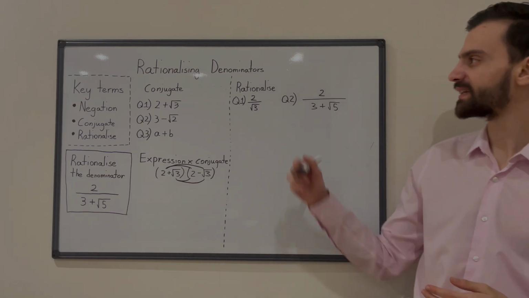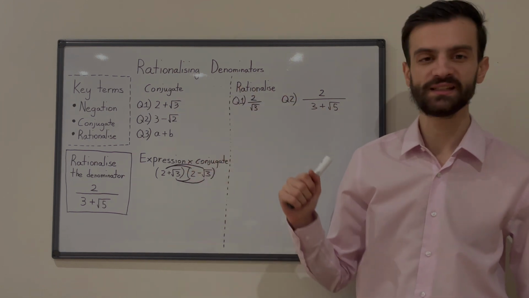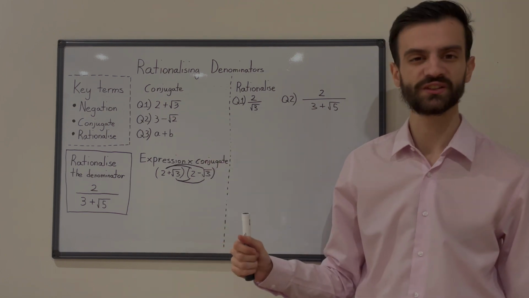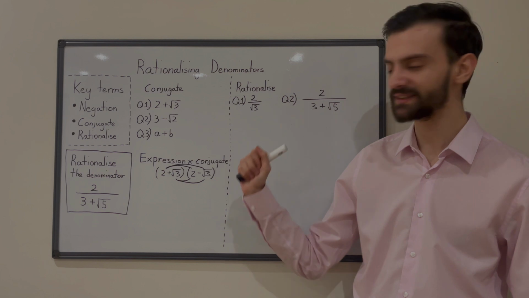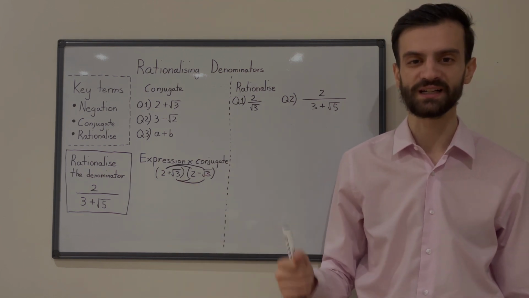Now, today's topic is going to be rationalizing denominators. We're going to go through a few key terms. Once we understand these key terms, we're then going to solve this question, where we rationalize the denominator of the expression 2 over 3 plus square root 5.